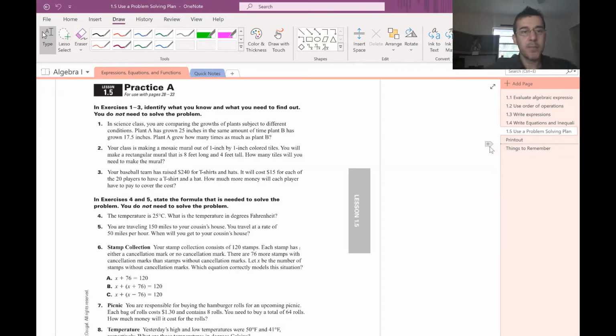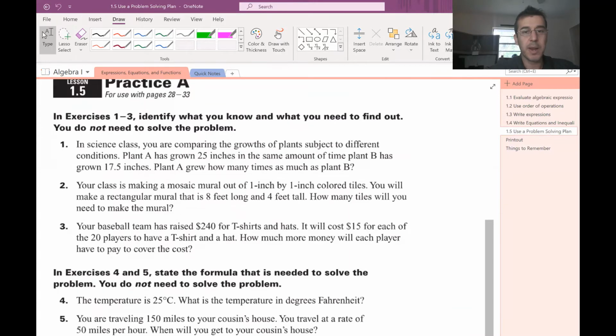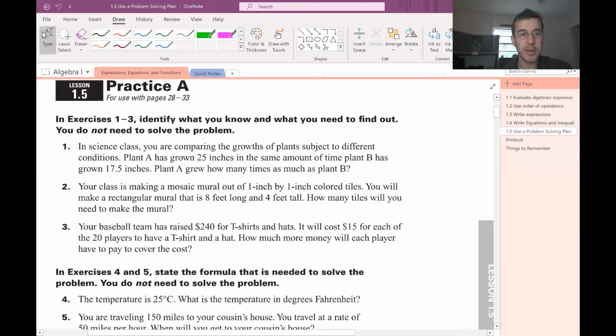So number 1, in science class, you're comparing the growths of plant subject to different conditions. Plant A has grown 25 inches. In the same amount of time, plant B has grown 17.5 inches. Plant A grew how many times as much as plant B? So we have to identify what we know and what we need to find out. What do we know? We know the growth of plant A. We know the growth of plant B, right?